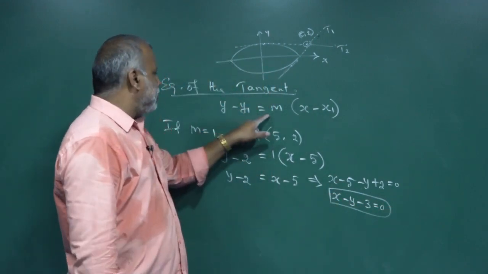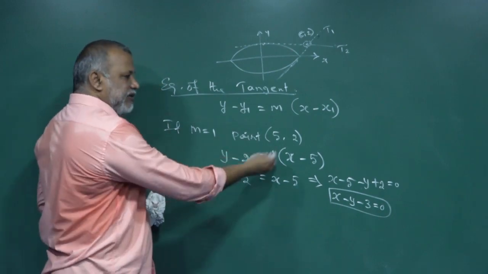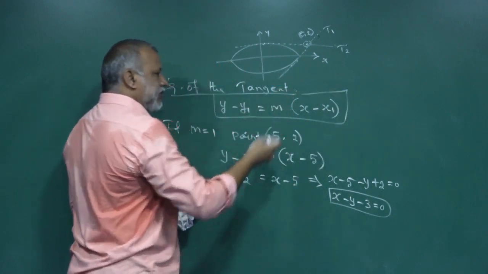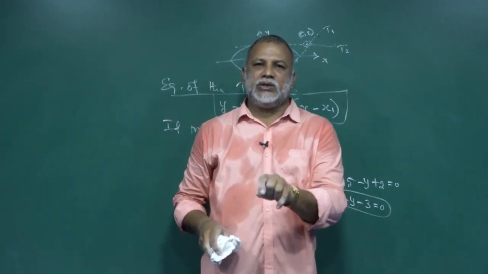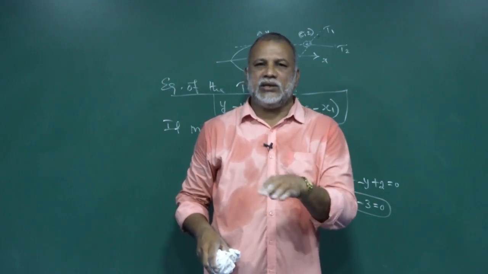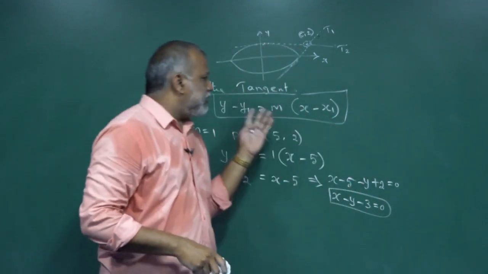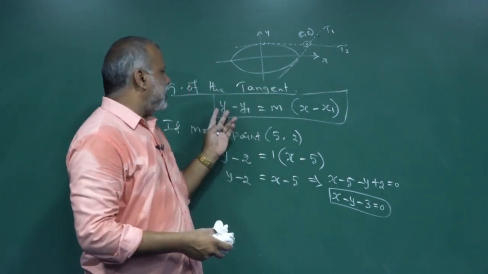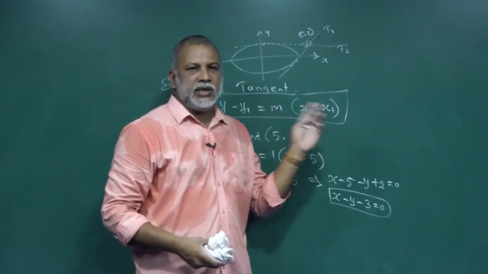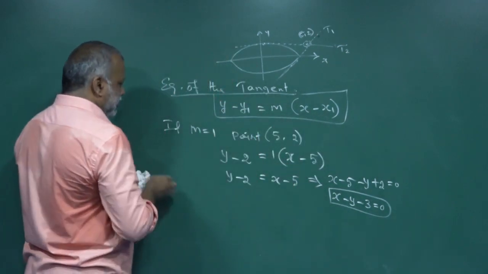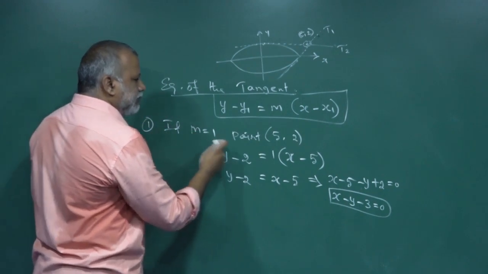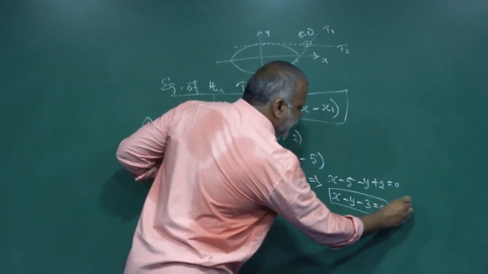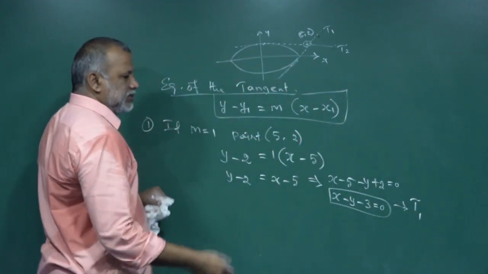If m equal to 1, then the point is already given, 5, 2. Then substitute in this equation. We already have this formula, y minus y1 equal to m of x minus x1, which is the equation of the tangent or the equation of a straight line. You already used the equation of the straight line in your lower classes, but the straight line is nothing but a tangent. So we use y minus y1 equal to m of x minus x1. In the same way, this is the first condition: if m equal to 1, point is 5, 2, substitute and simplify. This is tangent number 1. Say T1.